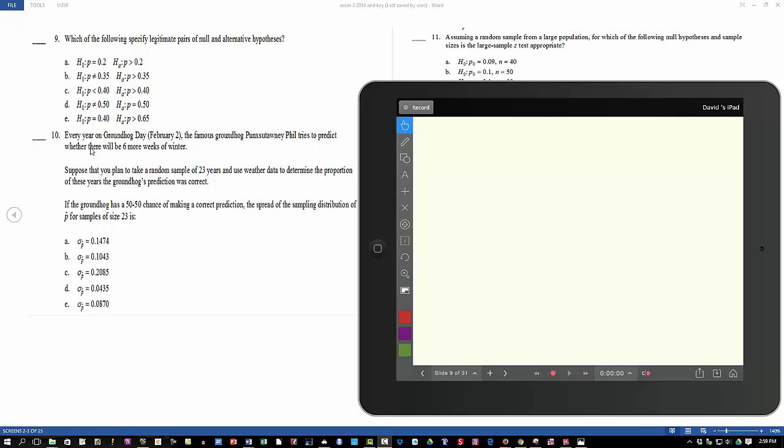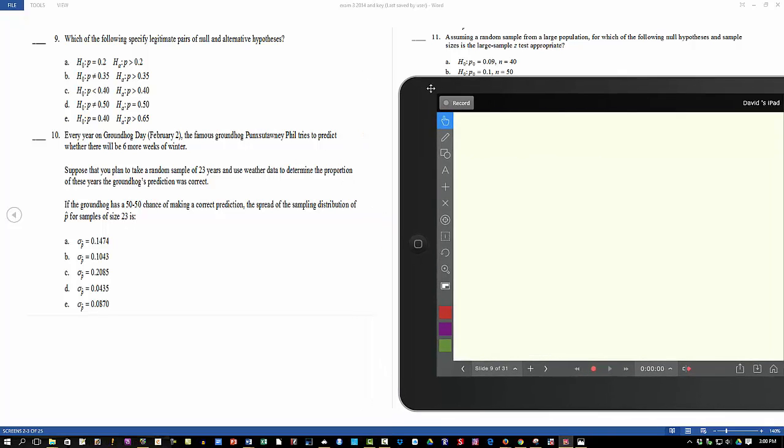In number 10, it's Groundhog Day, and we're going to take a random sample of 23, so n is 23, and we want to use data to determine the proportion. So we're doing something with population and sample proportions. 50-50 chance, okay, so that's going to be a proportion of 0.5, for both yes and no, so both p and q are going to be 0.5. Again, our n is 23, and we want to know what the spread of the sampling distribution is.